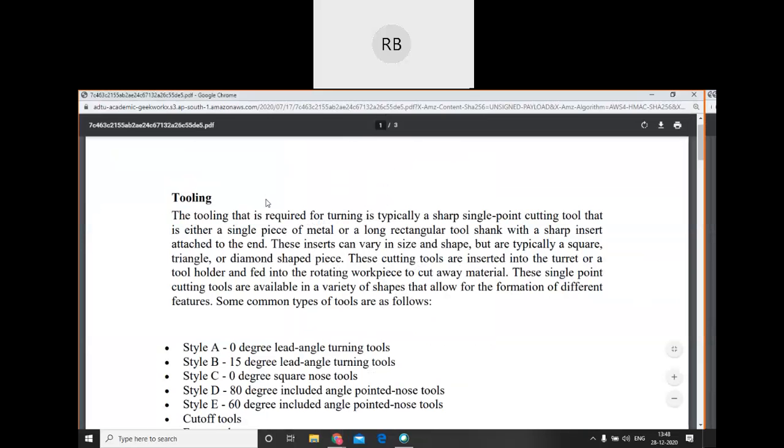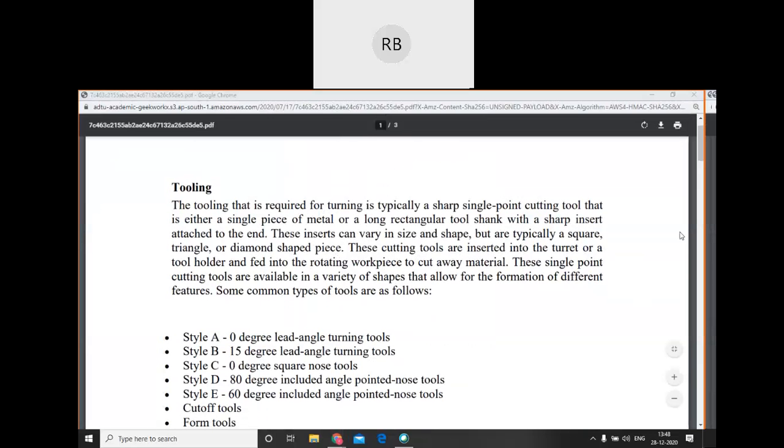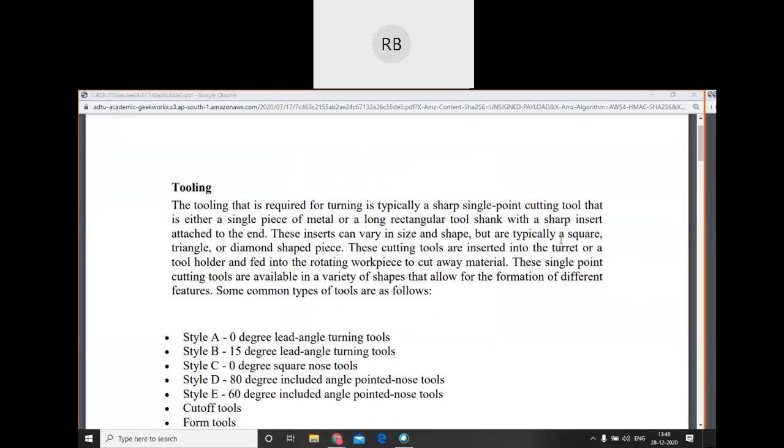Okay, I think my screen is visible to all of you, right? Okay.